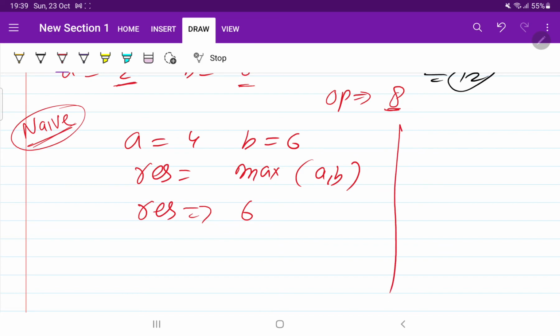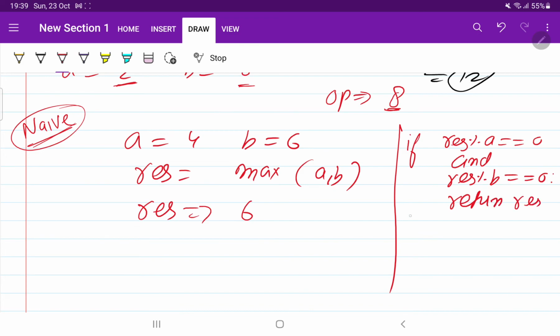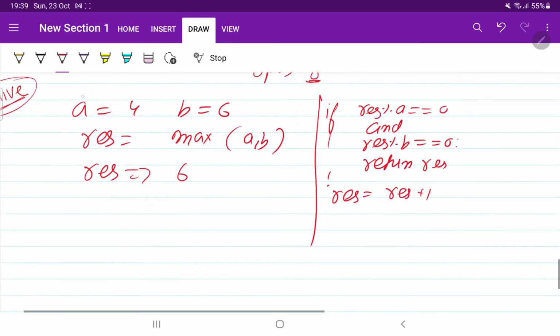Now we will start checking the number. If the number is divisible by A and also divisible by B, then return the solution. It means if result % A equals 0 and result % B equals 0, then return the result. If it is not true, increase the result by 1, so result will be result plus 1. This is the concept that should come to your mind.